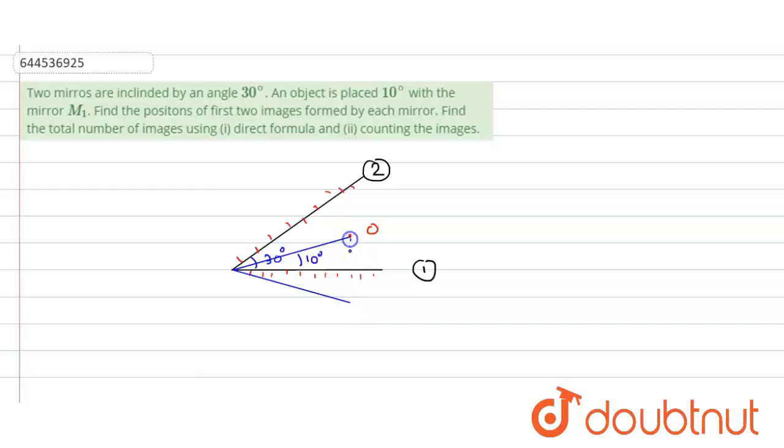How do we get the position of the image? If we drop a perpendicular, we know that the distance of the object from the mirror is the same as the distance of the image from the mirror. So similarly we draw an equal perpendicular, and the location where it cuts is the image. We call this our image 1, I1.